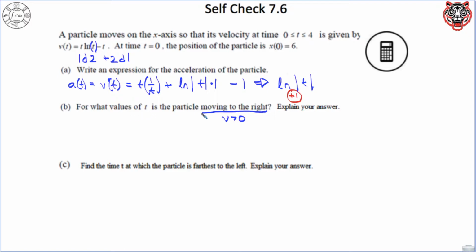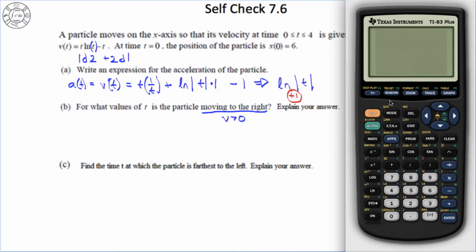So I need to find the values where it's moving right, and I need to use my calculator. On my calculator, I go to y equals and enter t times the natural log of t, in parentheses, minus t. My window is going to be set from 0 to 4. I hit zoom 0 to make sure my y-axis is scaled accordingly to my bounds. And you should have this graph.